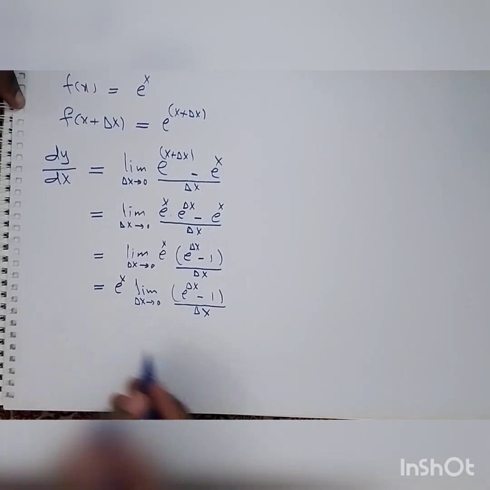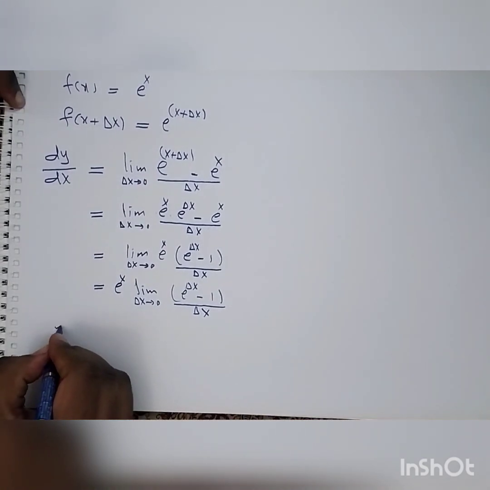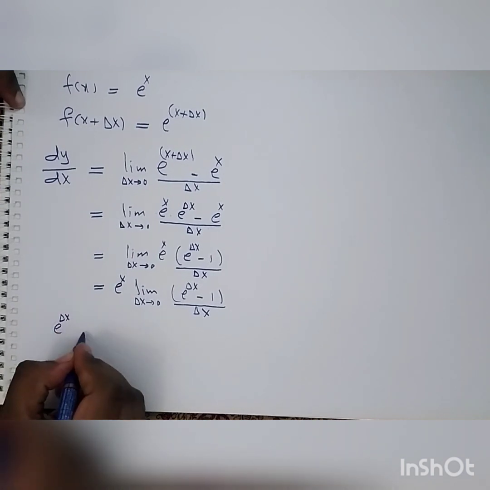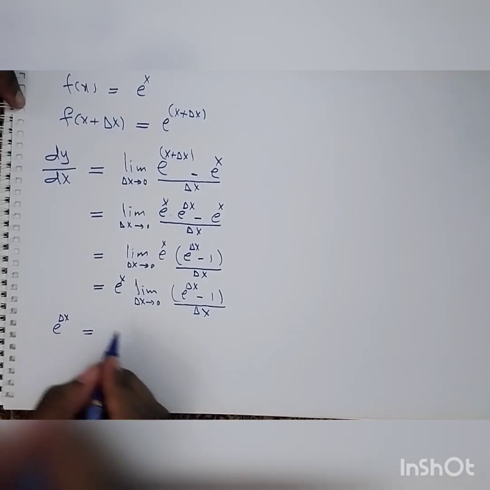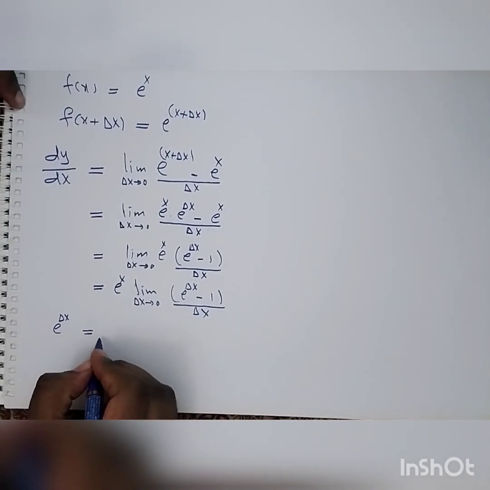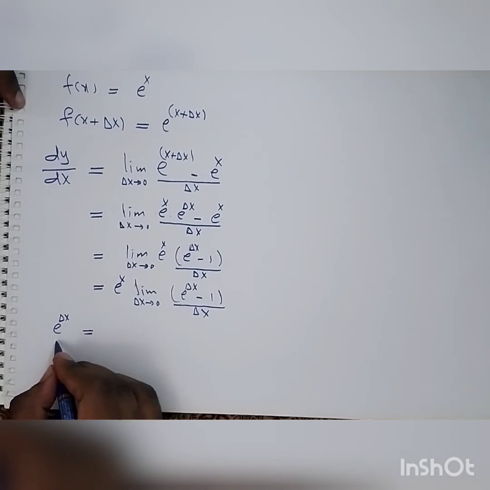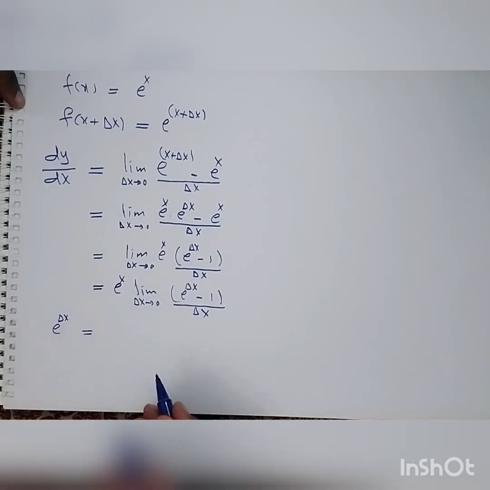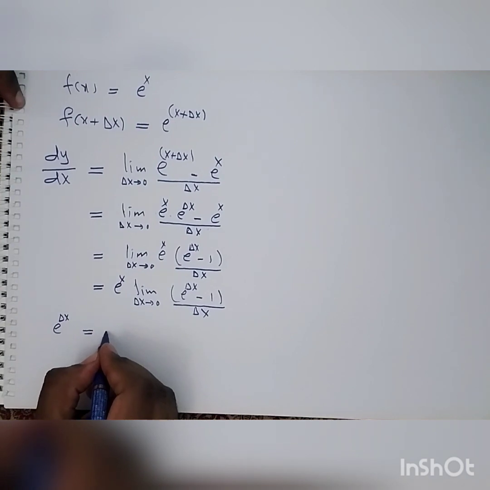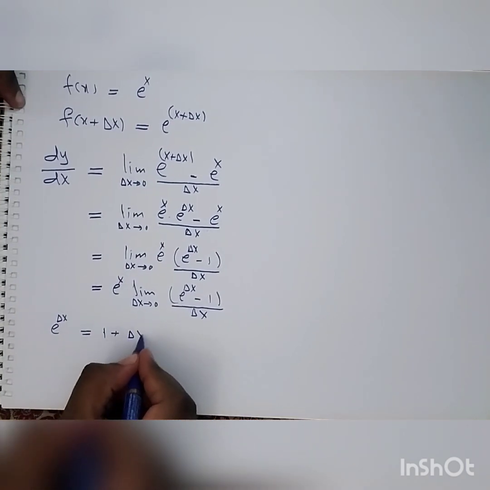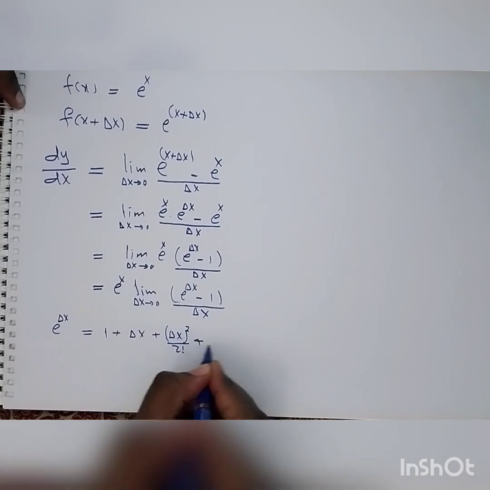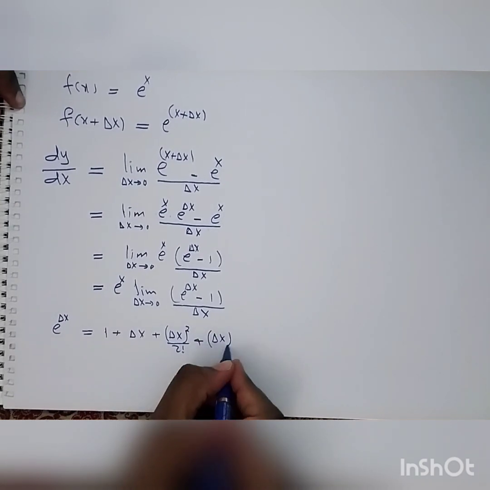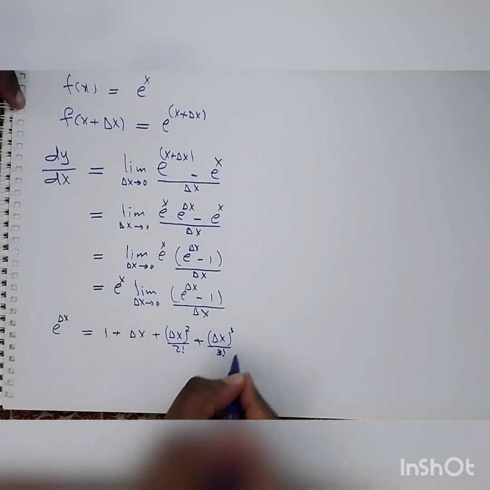So one way of finding this limit is to use a Taylor expansion. So this will be equal to, I just write it down. You can search how to write this function in terms of polynomials or summation of polynomials. So then that would be 1 plus delta x plus delta x squared divided by factorial 2, and then plus delta x cubed divided by factorial 3 plus and so on.